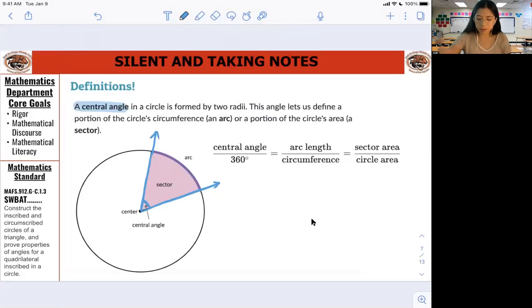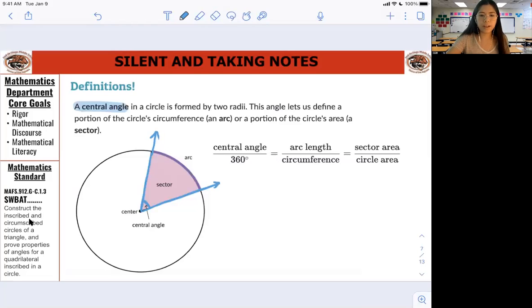So usually a proportion only has 2 sides, right? You got your left side and it's equal to the right side. Pretty simple. However, with this proportion, it's got 3 sides because there's 3 things that we can compare to each other. So let's take a look at what we have.